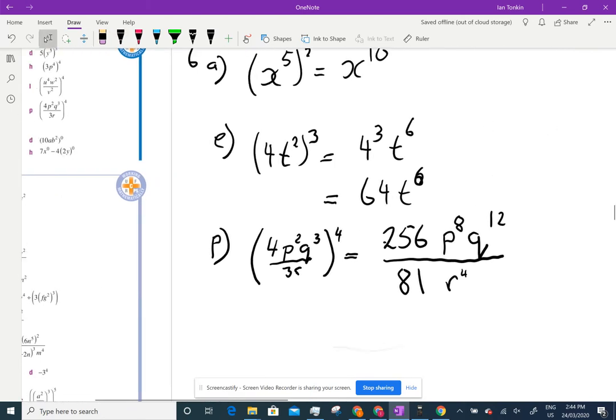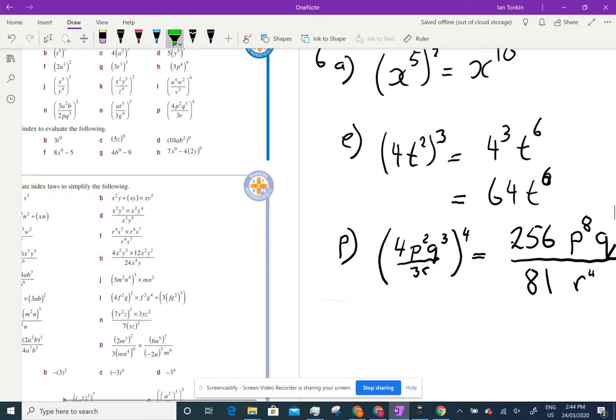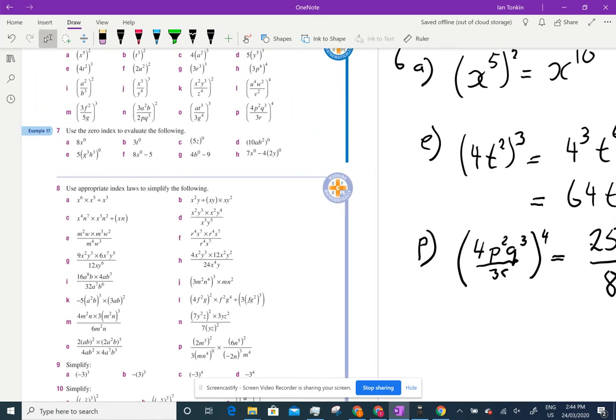Oh no, it is right, 81r to the power of 4. There you go, and that's correct. Woohoo! Okay, so 6, 7. Now remember, anything to the power of 0, but be careful, it's only the thing to the power of 0.